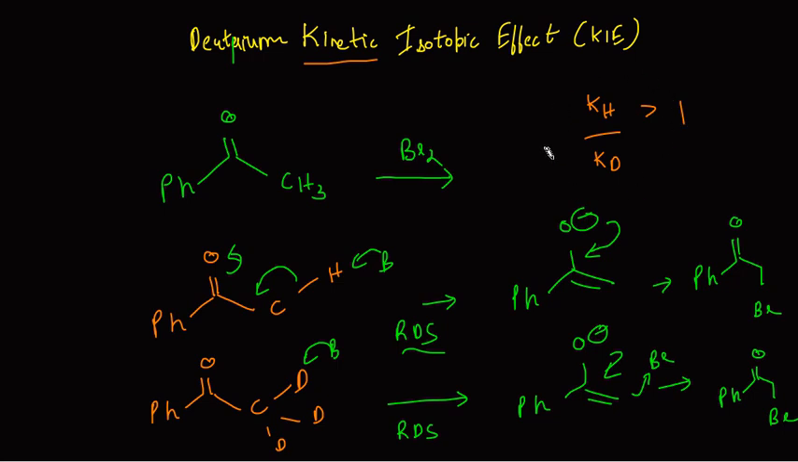And it was found out experimentally that the Kh by Kd value, the rate of the reaction when hydrogen is there upon the rate of the reaction when deuterium is there, for this particular reaction was found out to be 7. The value came out to be roughly equal to 7. So this tells us that the rate determining step is indeed the abstraction of the proton. If that was not the case, then the value would have come out to be equal to 1. So this is the whole basis of the kinetic isotopic effect.